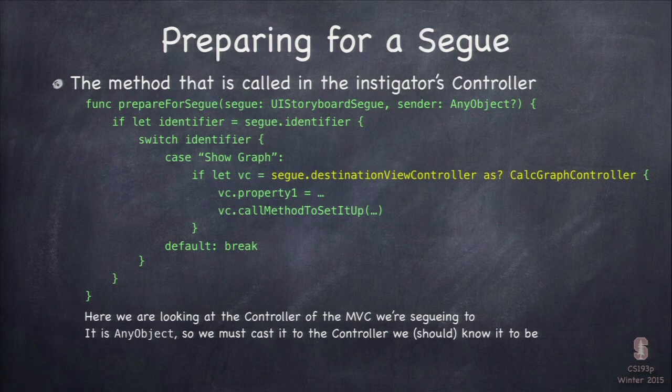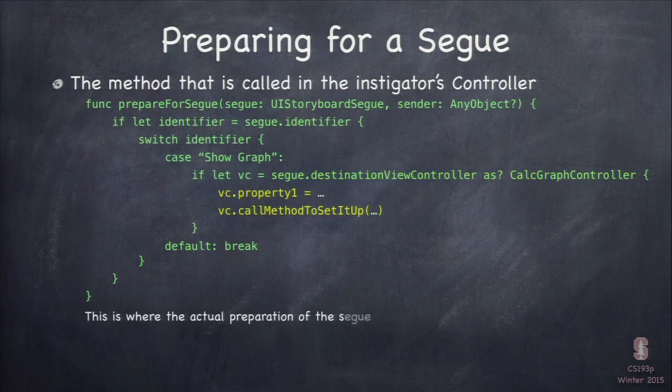Now, the thing is, segue.destinationViewController, that property is AnyObject. So you have to use as to turn it into the right class of the MVC you just created. Now, in the case here, I created a CalculatorGraphViewController. I've abbreviated here CalcGraphViewController, although you shouldn't do that in your homework. It's just that it wouldn't fit on the slide here. So I'm turning that destination view controller into a CalculatorGraphViewController. And if I can't do it, well, then I can't prepare it. So that's why I'm doing if let there.